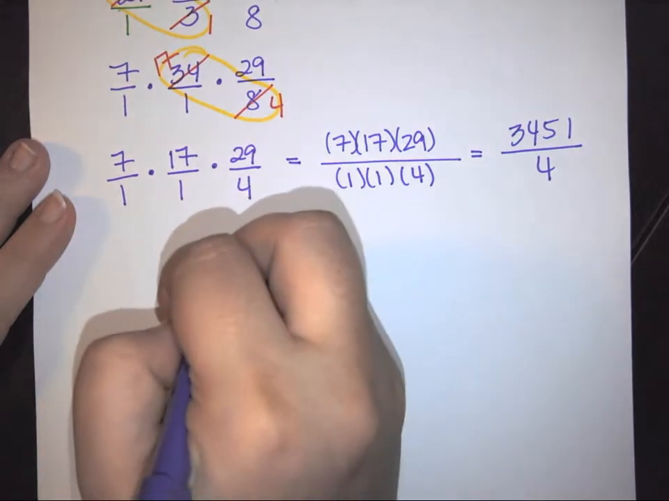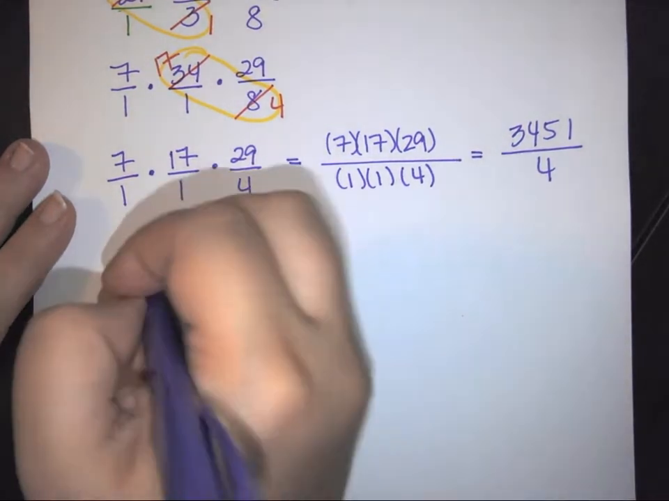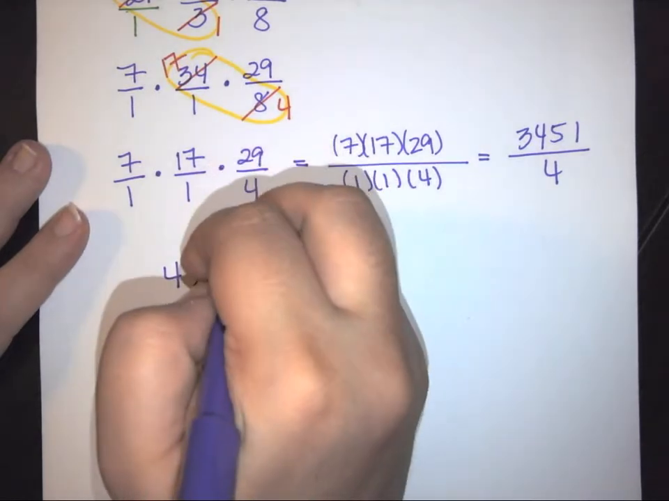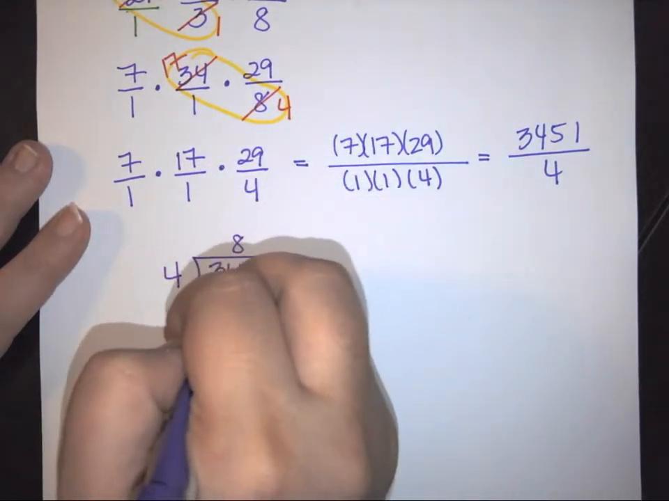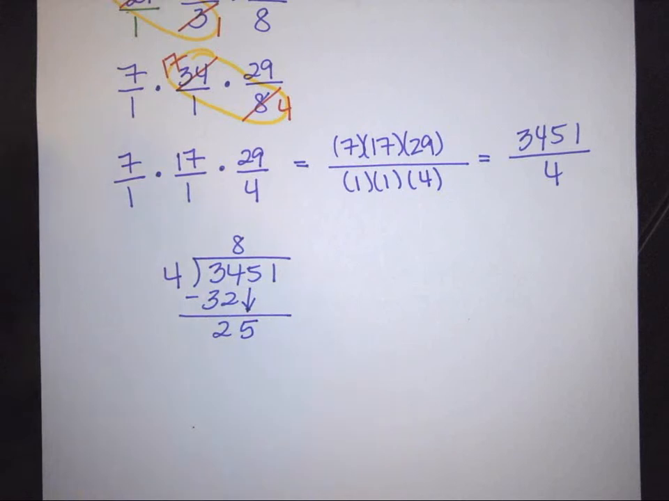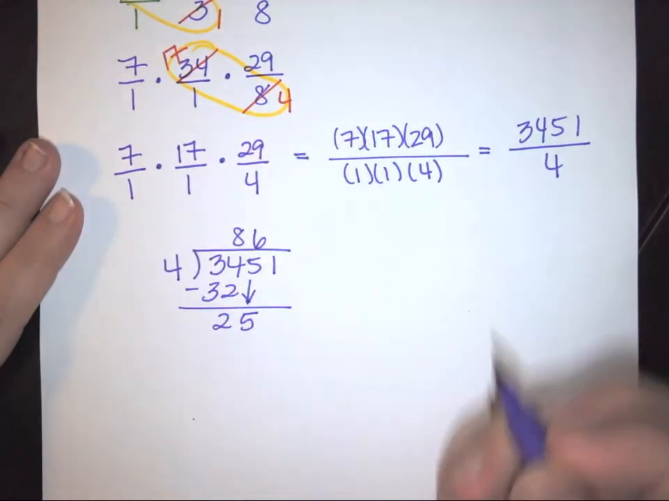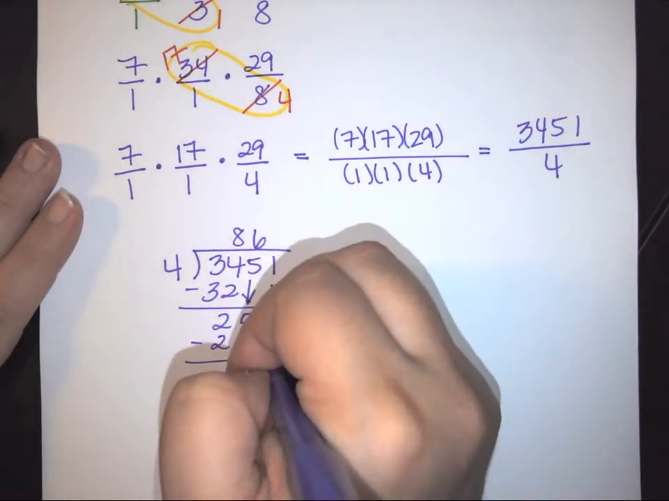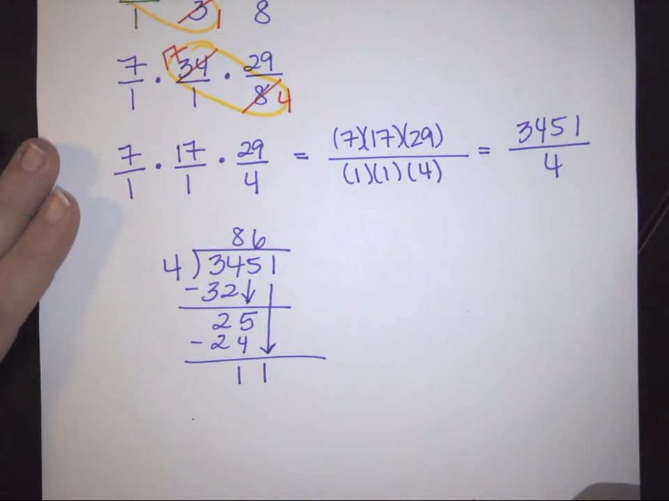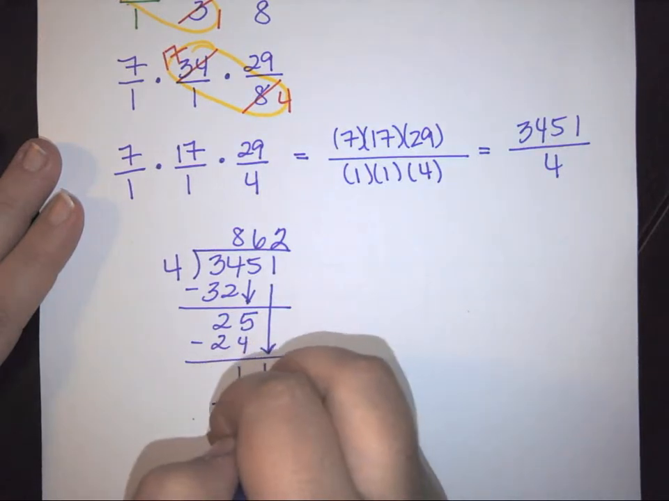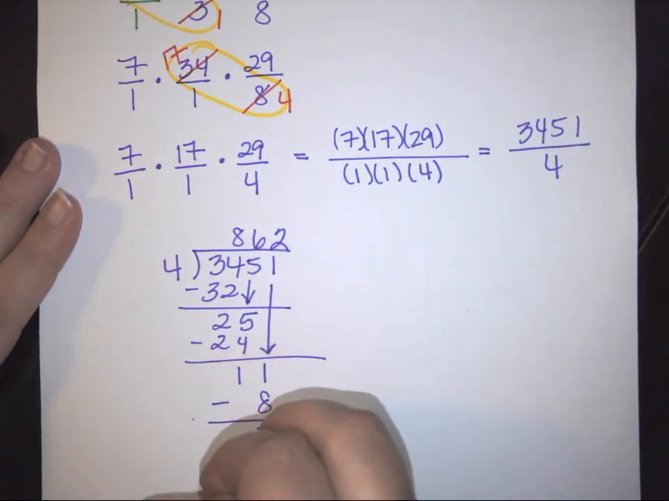Now again, we had to do a mixed number, so we can set up our long division. So the numerator, 3,451, goes underneath. The denominator goes out front. 4 goes into 34 8 times. Subtract out my 32. Leaves me with 2, and I'm going to carry down just the 5. Leave the 1 alone. 4 goes into 25 6 times. Subtract out that 24. Leaves me with 1. Now I can carry down the 1. Leaves me with 11. 4 goes into 11 twice. I'm going to subtract an 8, and that leaves me with 3.